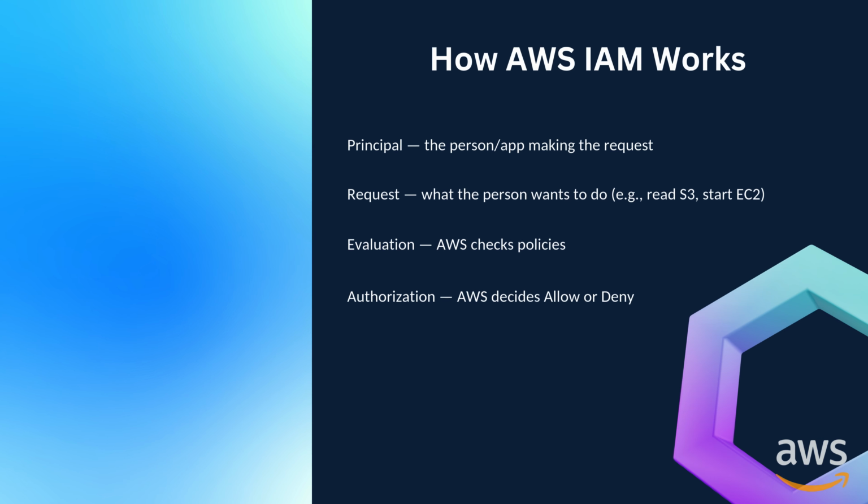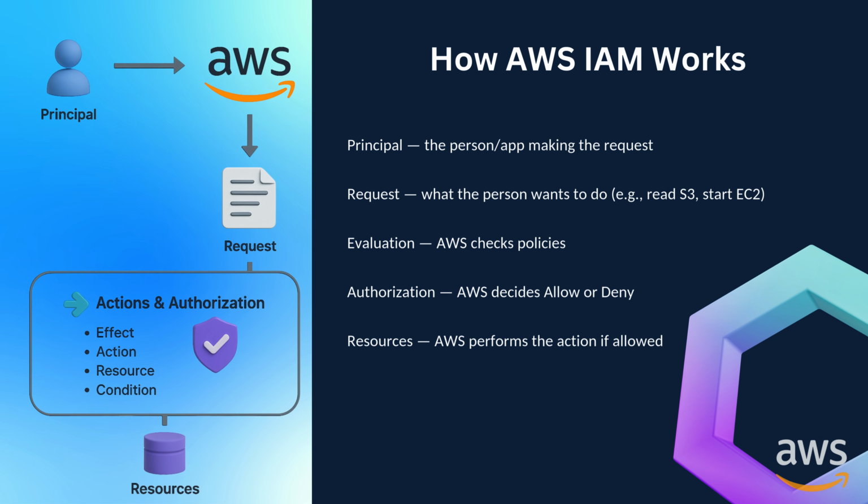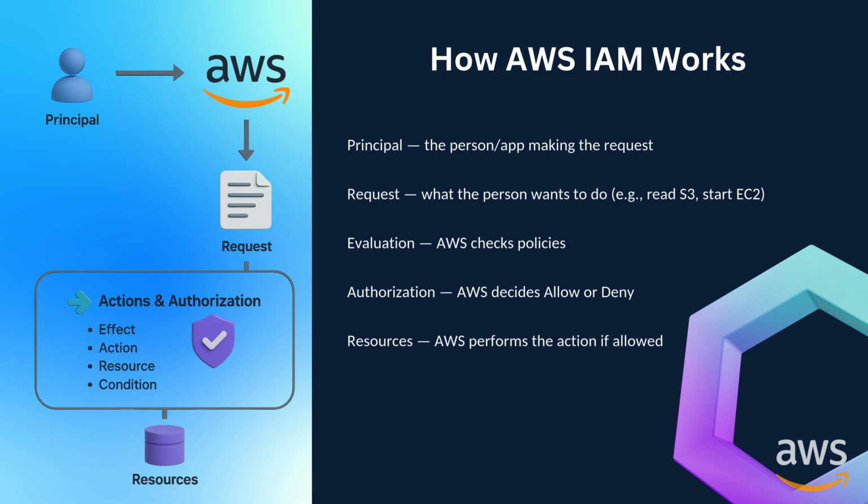In this diagram, we follow how AWS Identity and Access Management handles a request. Everything begins with a principal. This could be an AWS user, a role, or an application. The principal sends a request to AWS asking to perform an action on a specific resource. AWS then evaluates this request using IAM policies.